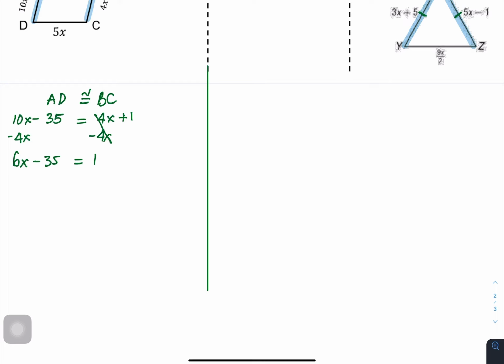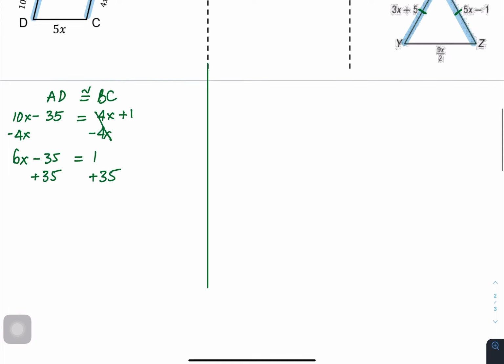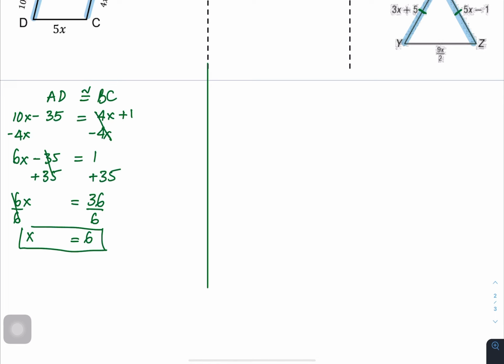Now, I want all the numbers to be on the right side. That's why I want to get rid of the negative 35 by adding 35 on both sides. This cancels out. So on the left side, I have 6x equals 1 plus 35, which is 36. Now to solve for x, I'm going to divide both sides by 6. I have x equals 36 divided by 6, which is 6. So x equals 6.